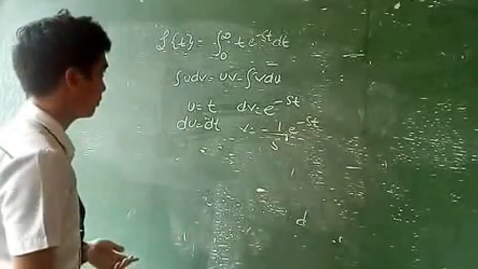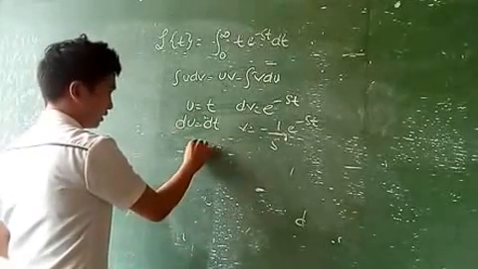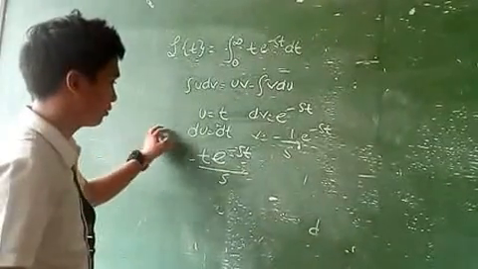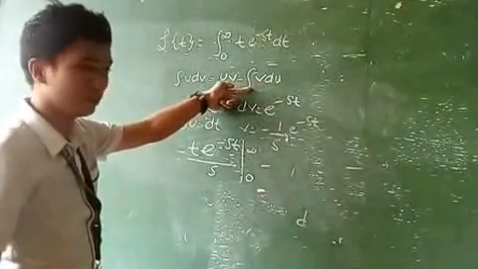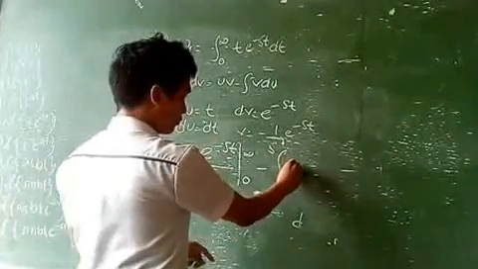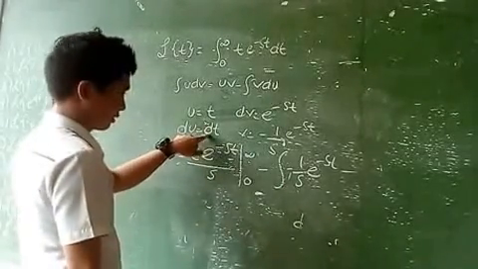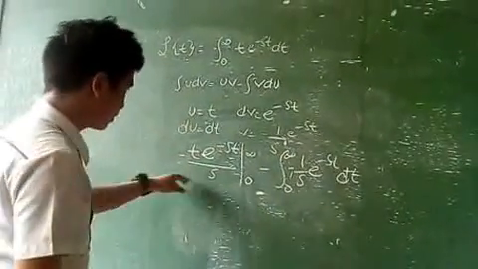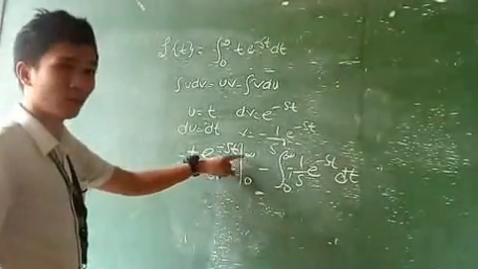So let's perform our integration by parts. For u times v, first of all, negative t times e raised to negative st over s. Since this is a definite integral, we will take the limit from 0 to infinity. Minus the integral of v du, so minus the integral of negative 1 over s times e raised to negative st, multiplied by du, so dt, from 0 to infinity. We will take the limit from 0 to infinity, upper limit minus lower limit.